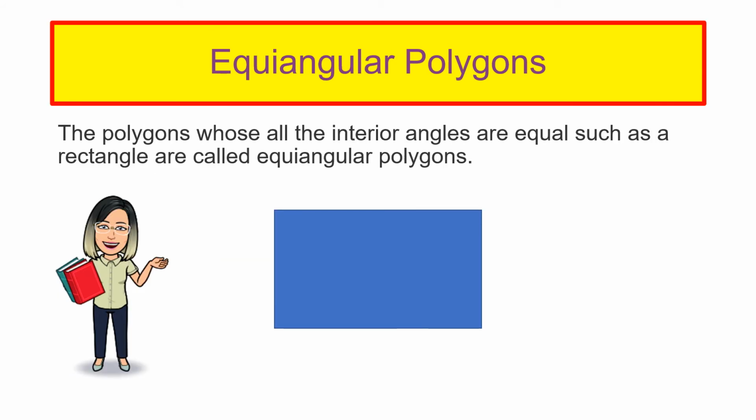Equiangular polygons. The polygons whose all the interior angles are equal, such as a rectangle, are called equiangular polygons. So this is a rectangle. All the angles of a rectangle are right angles. Therefore, this rectangle is an equiangular polygon.